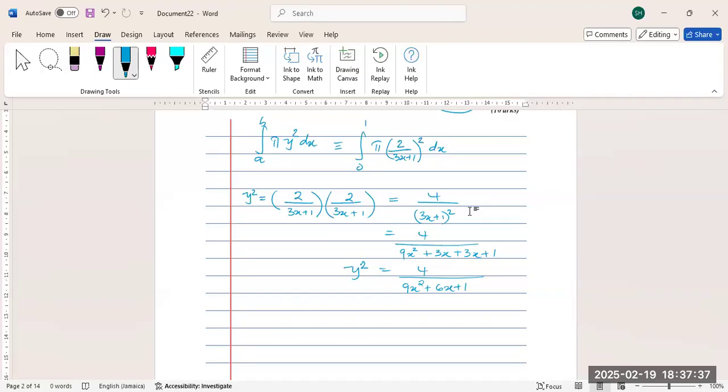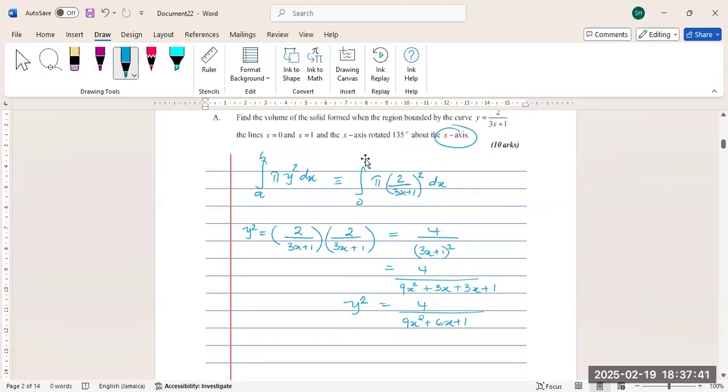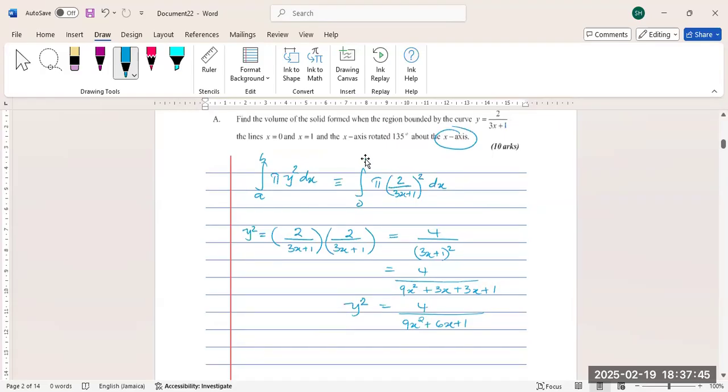So now the question says y is equal to all of that, and it's been rotated about the x-axis. So it's going to be y squared dx. So I need to square y, and in squaring y, I'm going to get 9x squared plus 6x plus 1.